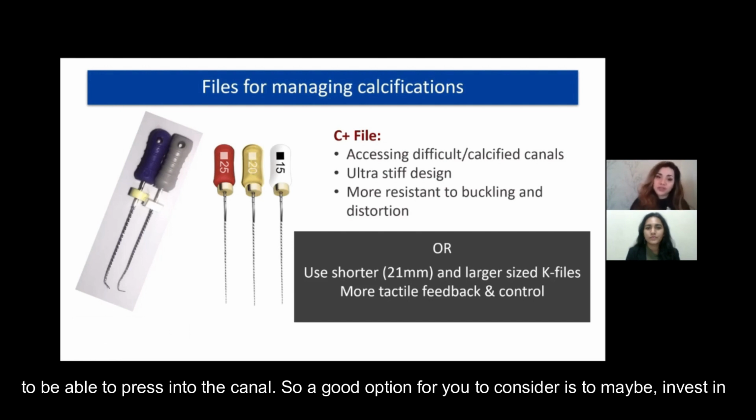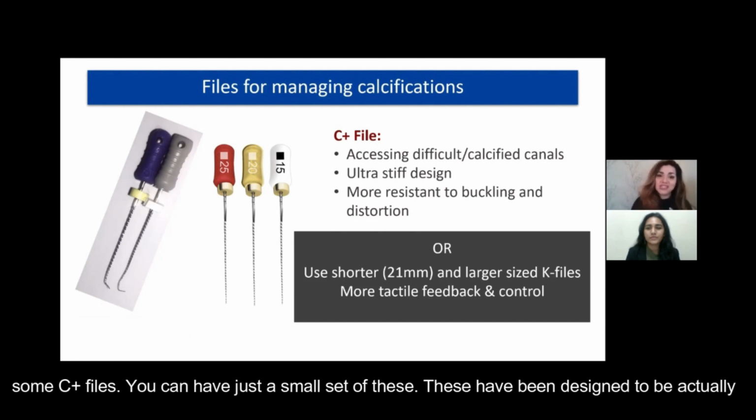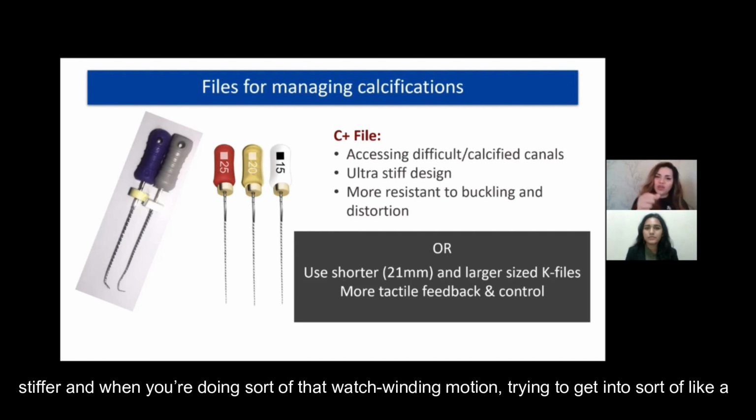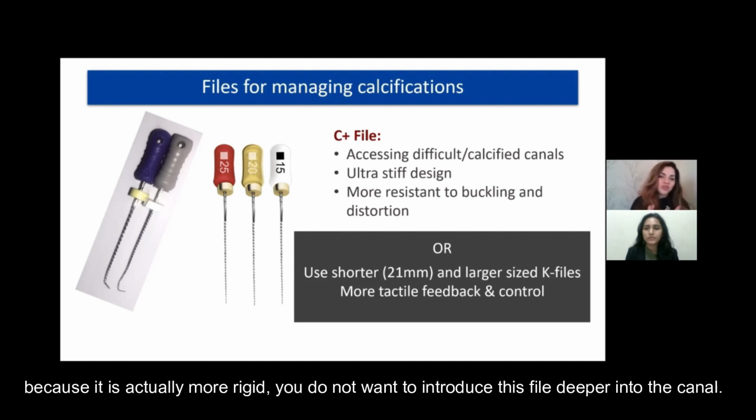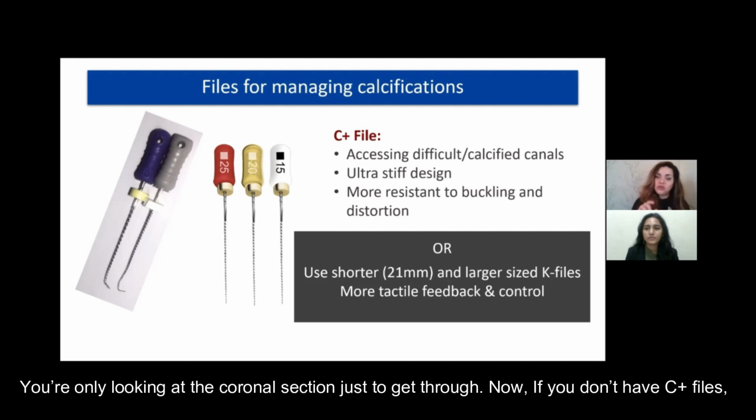So a good option for you to consider is to maybe invest in some C+ files. You could have just a small set of these. These have been designed to be actually stiffer. And when you're doing that watch winding motion, trying to get into a very tight canal at the coronal area, this C+ file is more effective. I would say to you though, because it is more rigid, you do not want to introduce this file deeper into the canal. You're only looking at the coronal section just to get through, yeah?